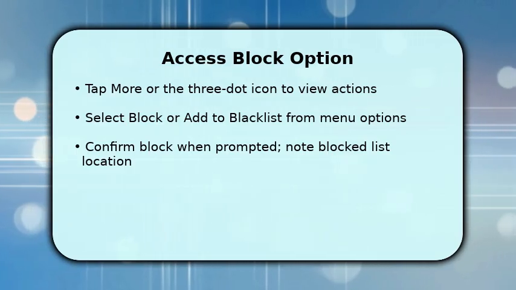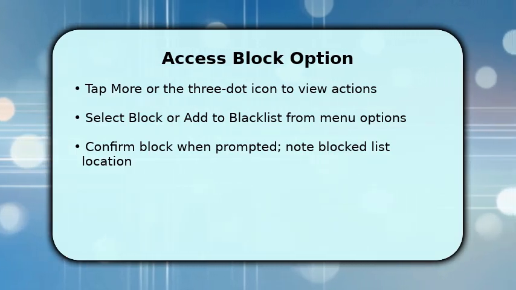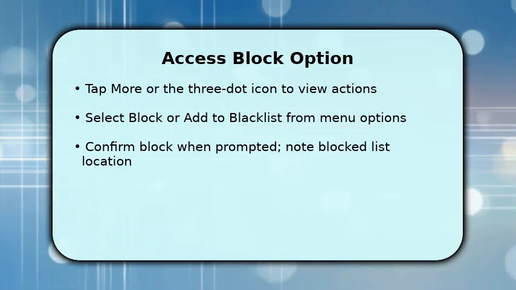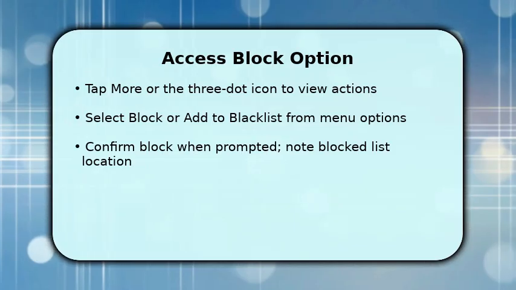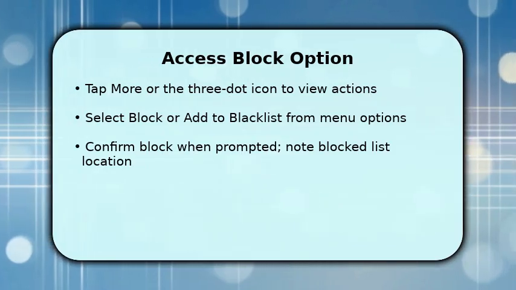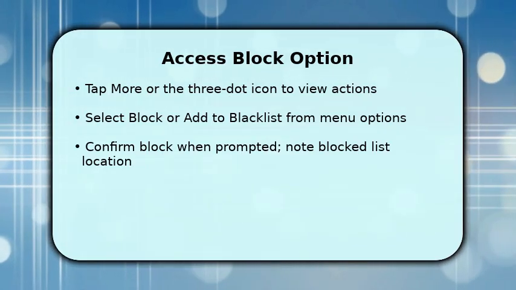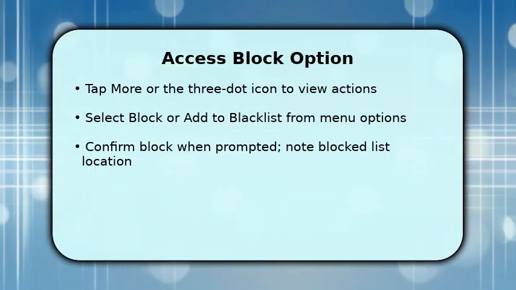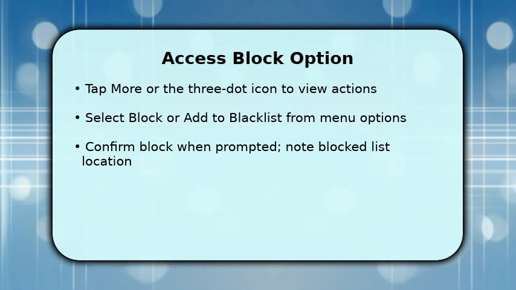If additional prompts appear, read them. Blocking usually prevents messages, moments, and calls. After confirmation, WeChat may show a short notification indicating the contact is blocked. You can also manage this via Settings, Privacy, Blocked List. Navigate there to verify the contact is listed, and reverse the action if needed.